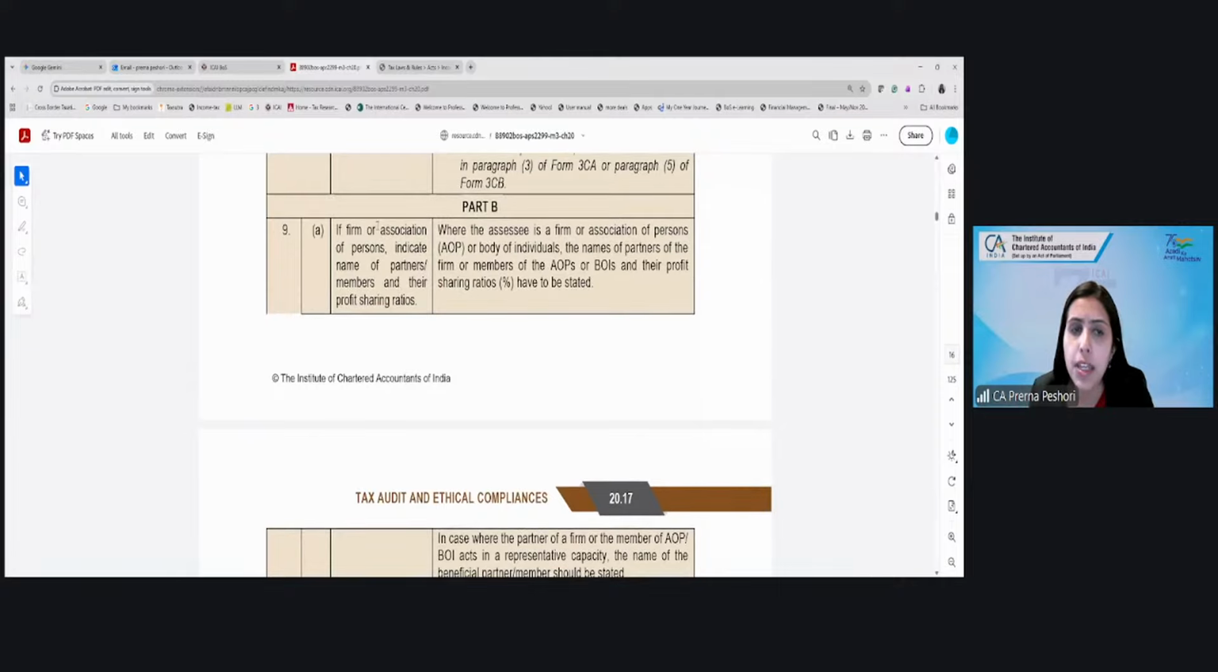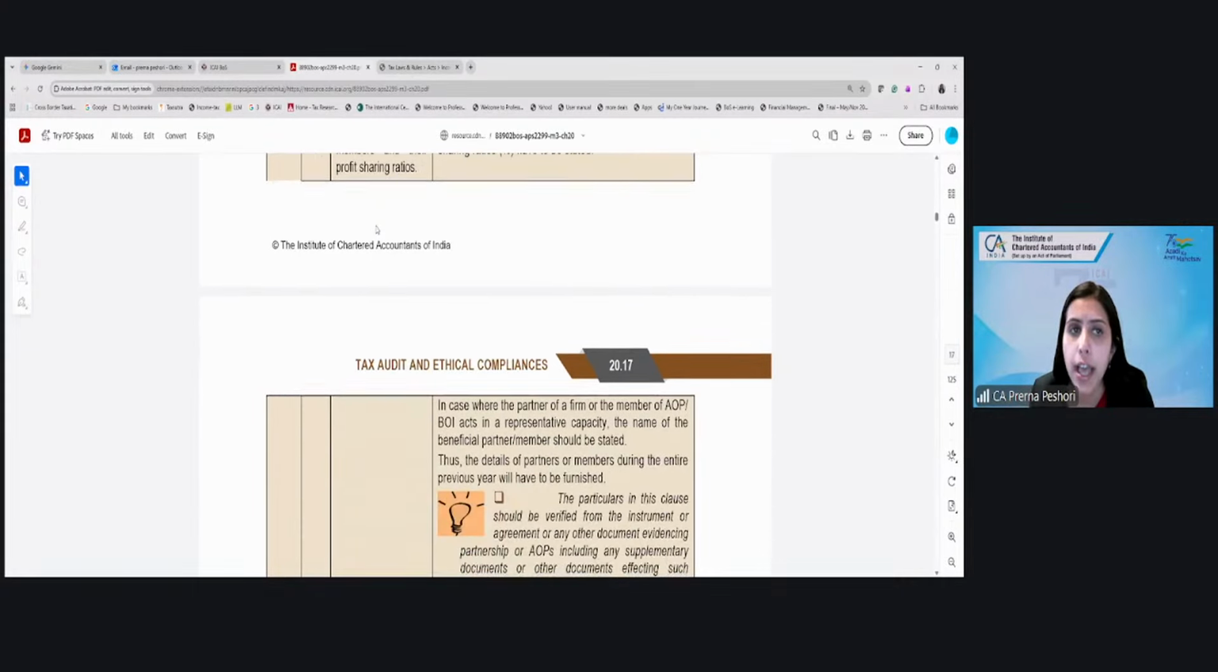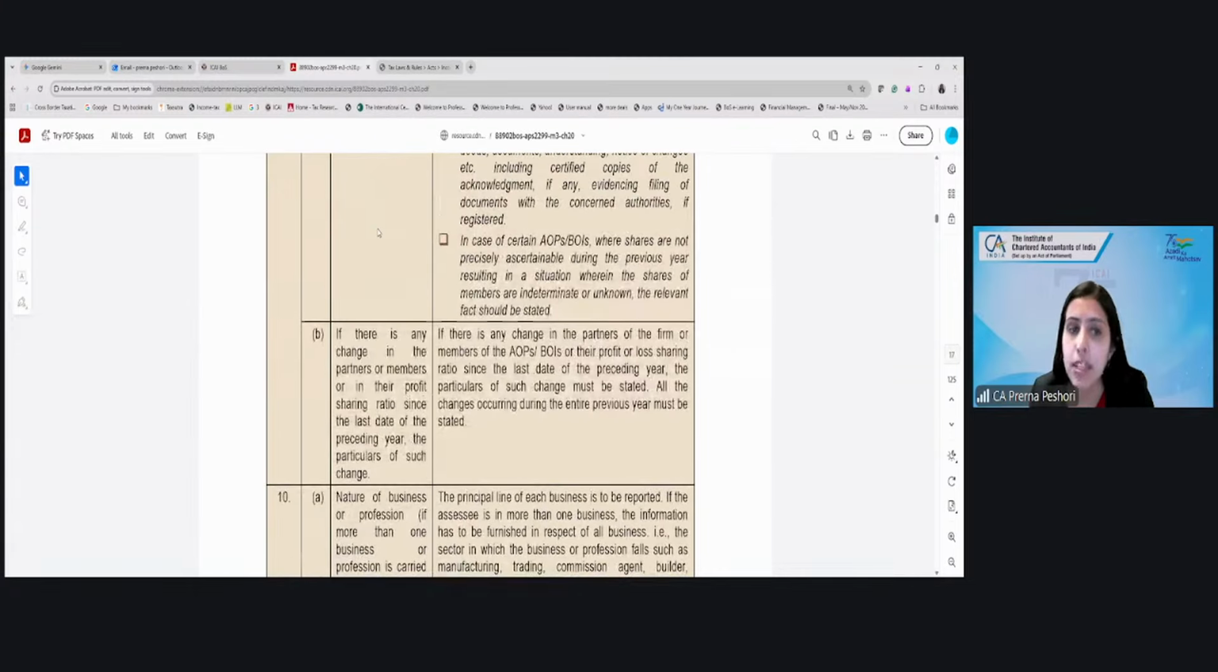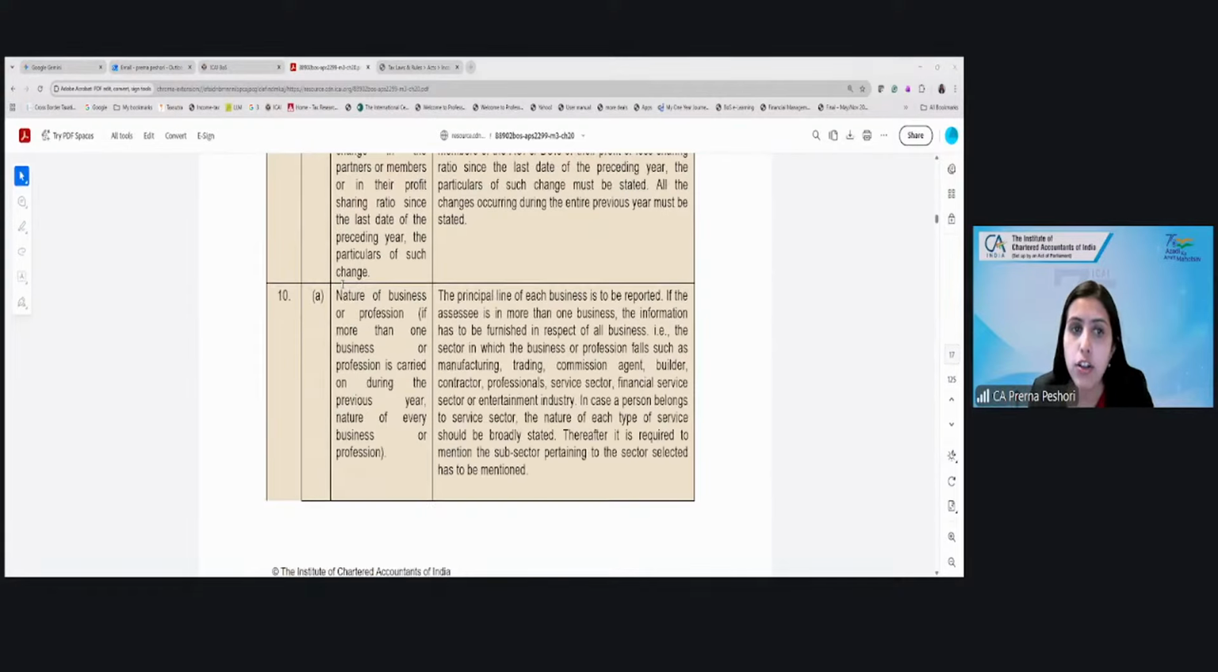if part B is regarding the firm or AOP, indicate the name of the partners, members, and their profit sharing ratio. How do you get this? From the partnership deed, from the AOP deed, any supplementary deeds which are signed. If there is any change in their ratio, again you need to obtain the supplementary deeds to ascertain that. Yes, very good. Nature of the business or profession, how do you ascertain this?